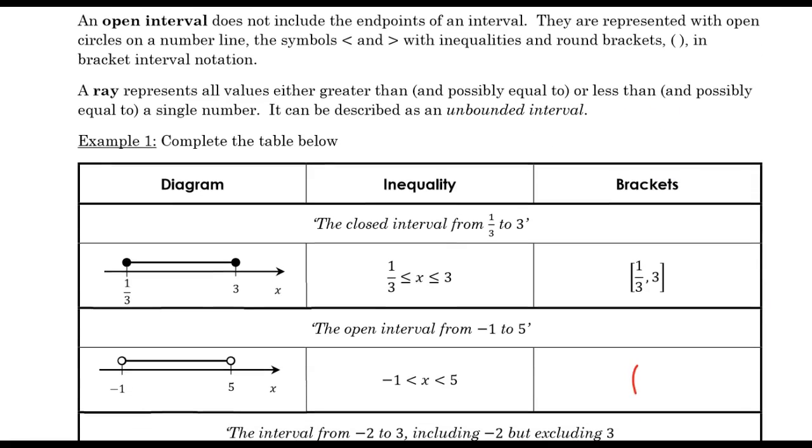Let's have a look. Here I have a closed interval from 1/3 to 3. Because it's a closed interval, I use the greater than or equal to symbols. Using my bracket interval notation, the square bracket indicates a closed interval, equal to that point, and I put the 1/3 and the 3 either end of that interval with a square bracket on both sides.